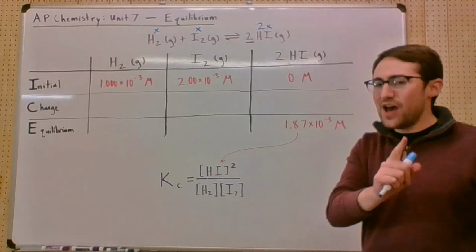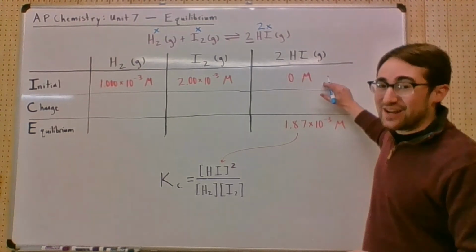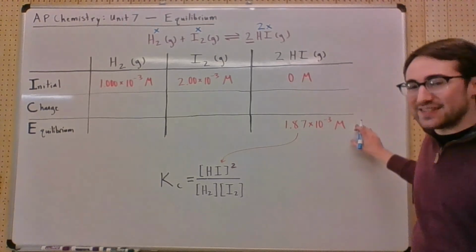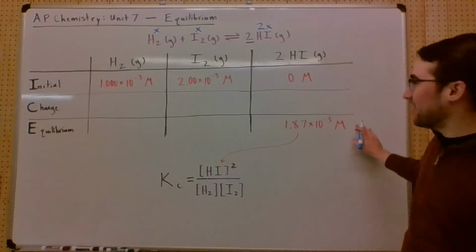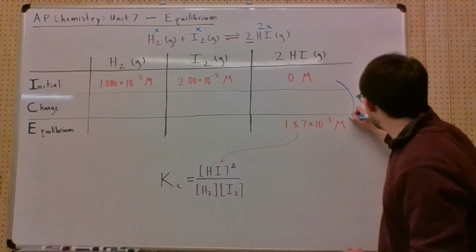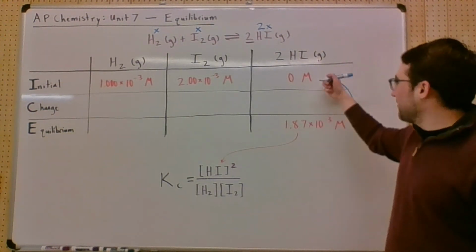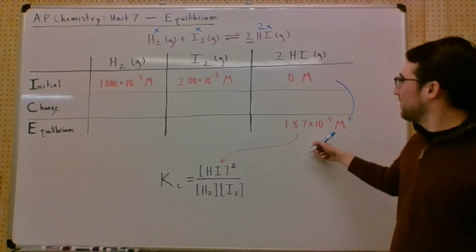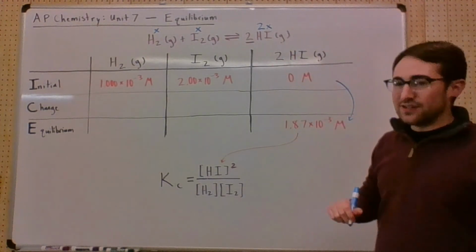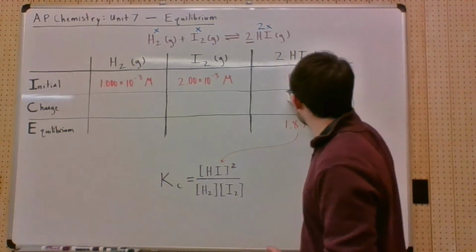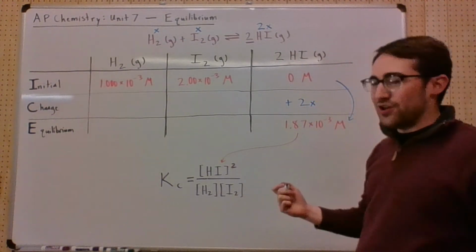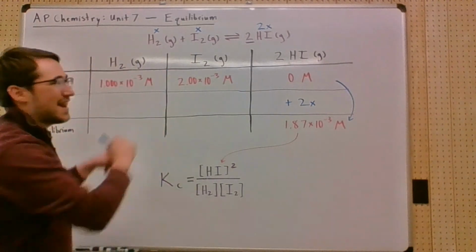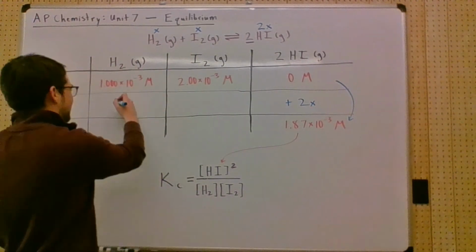I know that I started with none of this, and I ended with 1.87 times 10 to the negative third molar concentration of my HI. So to get from here to here, I am adding 2x to my container. And I have to lose 1x of each of these to make that.